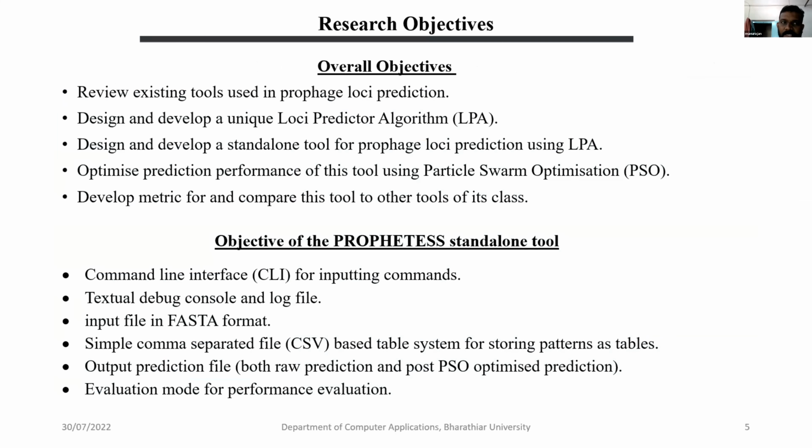These are the research objectives. The overall objectives are to review existing tools used in prophage lysogeny prediction, design and develop a unique lysogeny predictor algorithm, design and develop a standalone tool for prophage lysogeny prediction using LPA, optimize the performance using PSO, and develop metrics for and compare this tool to other tools of its class. The objectives of the Prophetess standalone tool: command line interface for inputting commands, textual debug console and log file, input file in FASTA format, simple comma separated file, base table system for storing patterns as tables, output prediction file, both raw prediction and the post-PSO optimized prediction, evaluation mode for performance evaluation.